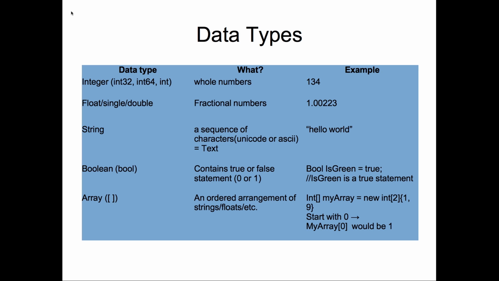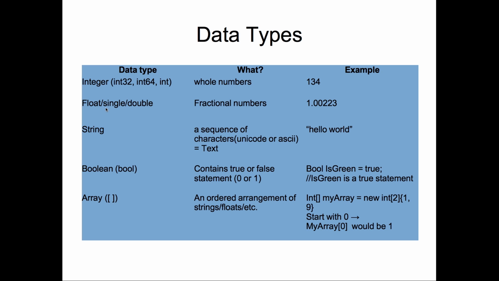This is episode number 2, which will be all about data types. So right here in this table I have all basic data types, starting with integer. Integers are basically all whole numbers. So an example for that would be 134. The range of numbers an integer can hold will be logically explained in the next slide.